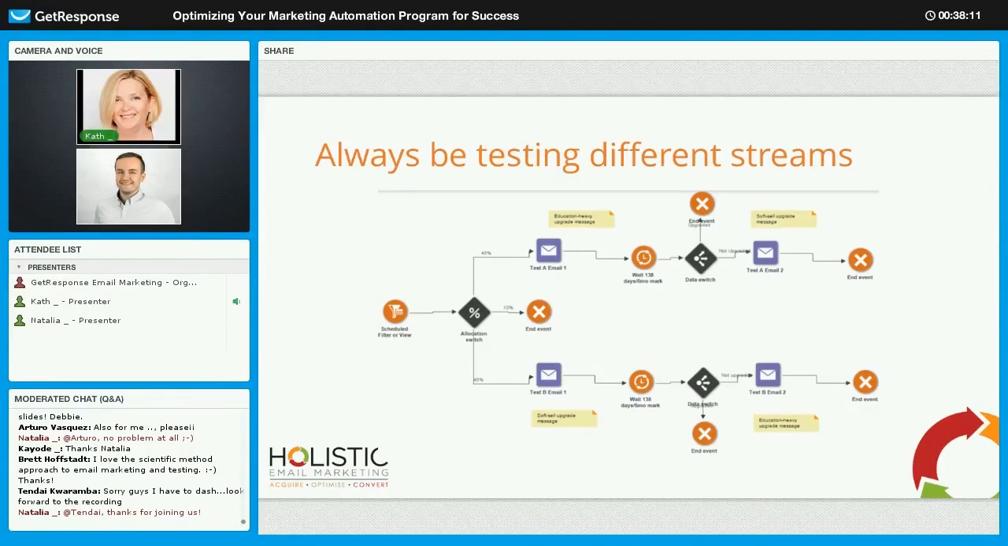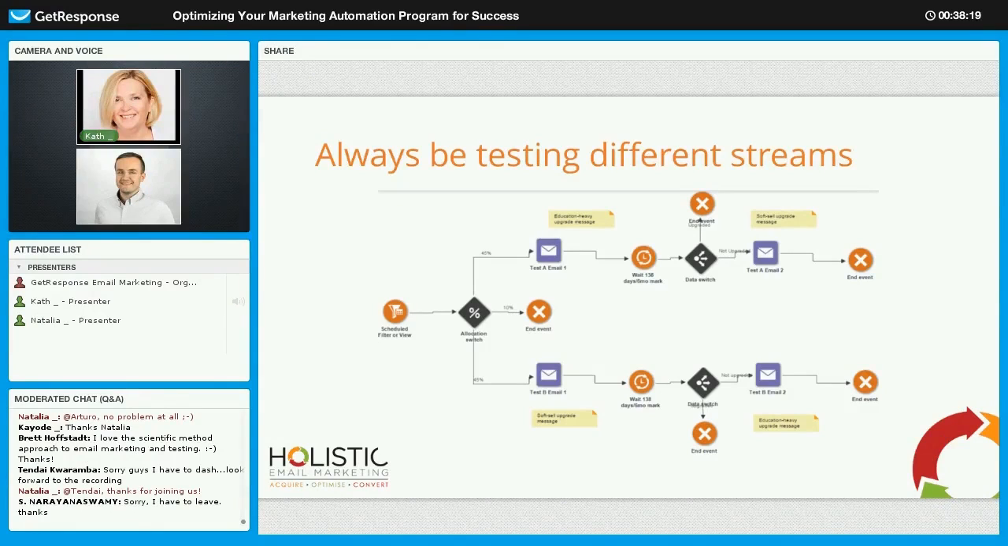And then the bottom line is, as I was saying before, I showed you that other example. When we're talking about marketing automation programs, these are so valuable. We need to be building this into the actual program itself so that every single program that you have has got a testing stream. And you're perpetually monitoring them and checking them.